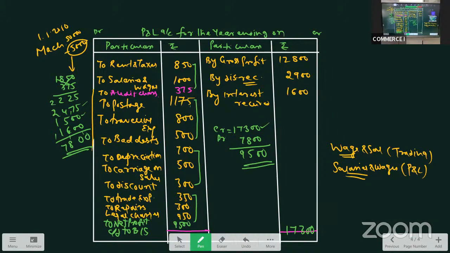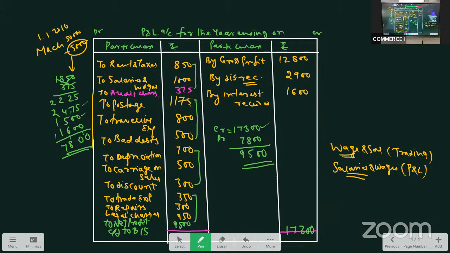Okay. The next one is where he's asking us to prepare trading and profit and loss account. We'll take up this tomorrow. Today, we'll do one more problem. That is the fifth problem, which I skipped actually, but today we'll finish it off.